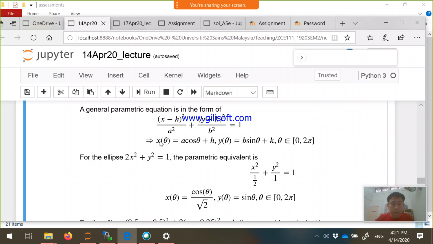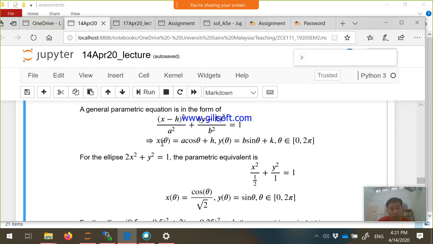One describes the coordinate of x, the other one describes the coordinate of y in terms of what we call the parameter theta. So you introduce a parameter theta. When theta changes from 0 to 2 pi, then the values of x and y will be generated. So this x at a certain theta and y at the same theta would define a point on the xy plane. So when you vary the theta, then the x and y will vary accordingly.